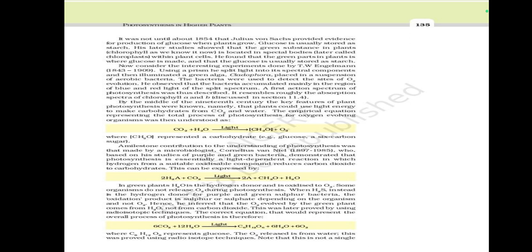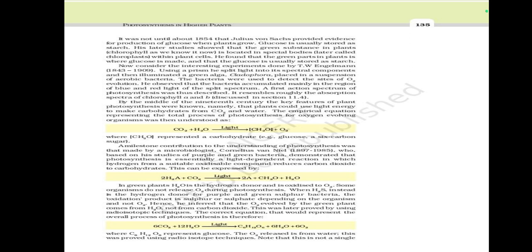A milestone contribution to the understanding of photosynthesis was that made by microbiologist Cornelius van Niel, 1897 to 1985, who, based on his studies of purple and green bacteria, demonstrated that photosynthesis is essentially a light-dependent reaction in which hydrogen from a suitable oxidizable compound reduces carbon dioxide to carbohydrates. This can be expressed by 2H2A + CO2, in the presence of light, gives 2A + CH2O + H2O. In green plants, H2O is the hydrogen donor and is oxidized to O2.